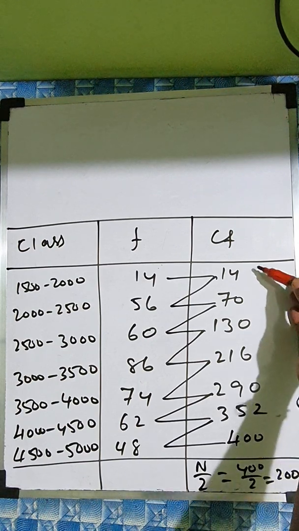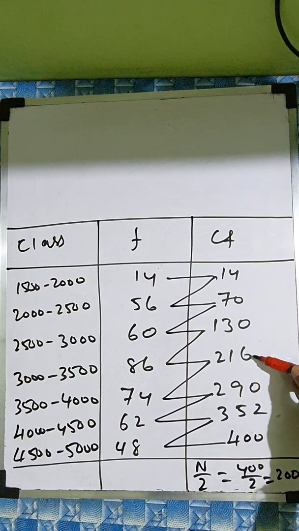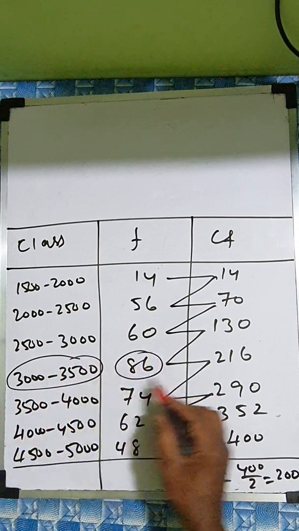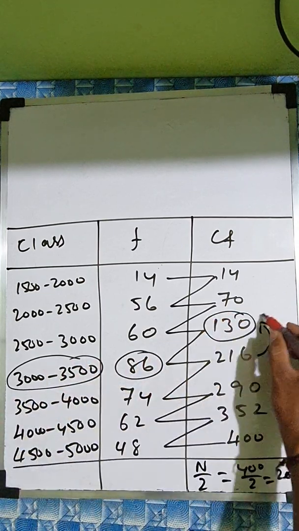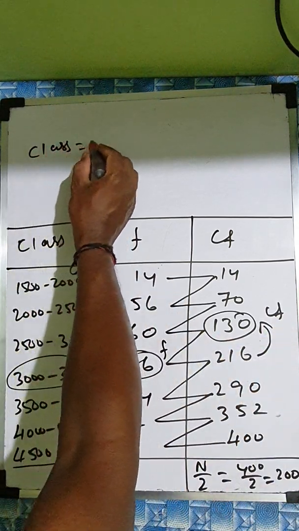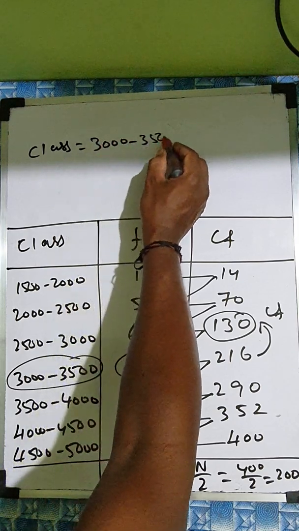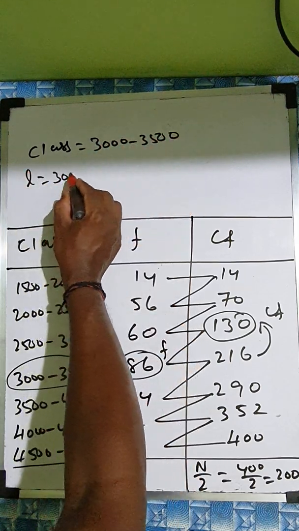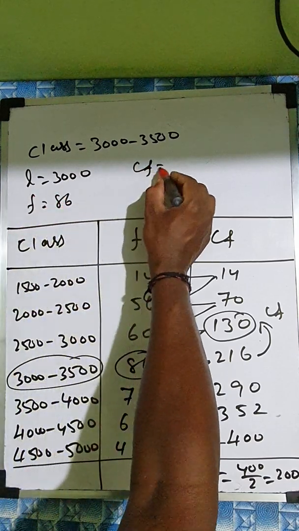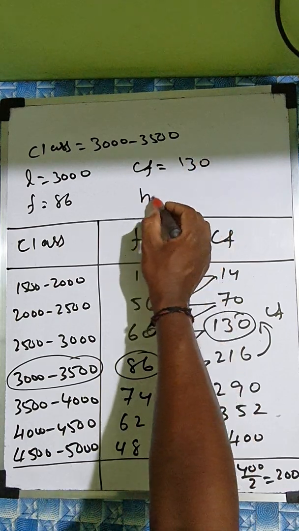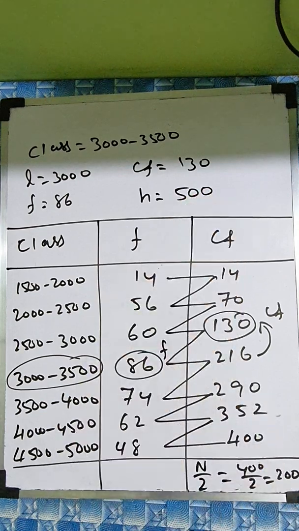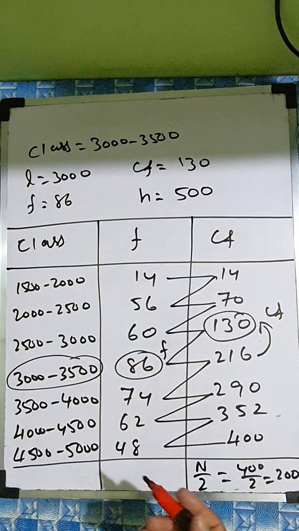So for 200, which class will we take here? We take the class with 216, so the class is 3000 to 3500. The frequency is 86 and the CF is the one before, that is 130. So the class is 3000 to 3500, which means L is 3000, frequency is 86, CF is 130, and H is the difference, 1500 to 2000, so the difference is 500. Now we'll apply the formula and we'll get the answer.